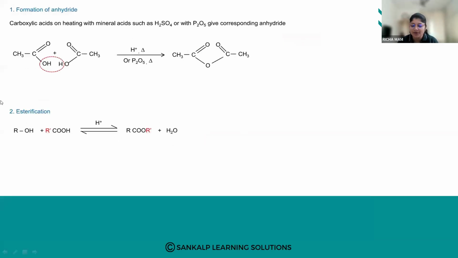Then we discussed the reactions involving the cleavage of the C-OH bond. In that, we discussed the formation of anhydrides, and then the very important esterification reaction. Mark it for 2 marks: when a carboxylic acid reacts with an alcohol in the presence of an acid as a catalyst, it forms esters. So this is the esterification reaction, which we have discussed.